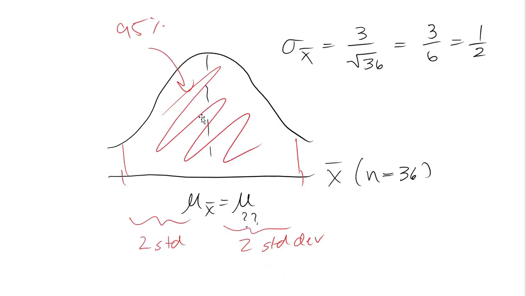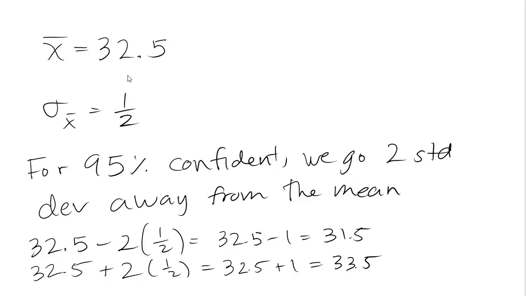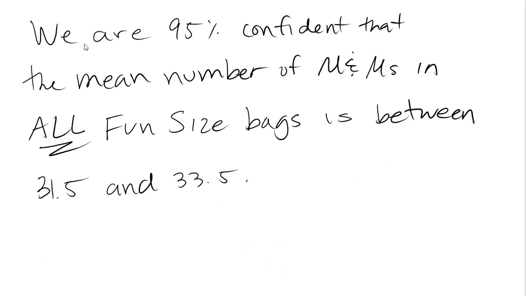Again, let me explain the logic here. We're 95% sure that our sample mean will fall in this range, because 95% of all sample means fall within 2 standard deviations of this unknown mu. Therefore, if we go 2 standard deviations away from our x bar, we can be 95% sure that mu falls between these two bounds, and that's what we write. We are 95% confident that the mean number of M&Ms in all fun-size bags is somewhere between 31.5 and 33.5.